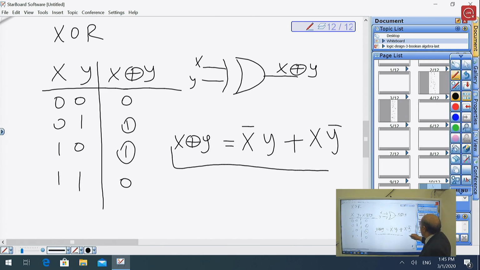This function cannot be simplified anymore, so it's a minimal form function. The exclusive OR gate is very useful, and we will use it in the design of several logic circuits.